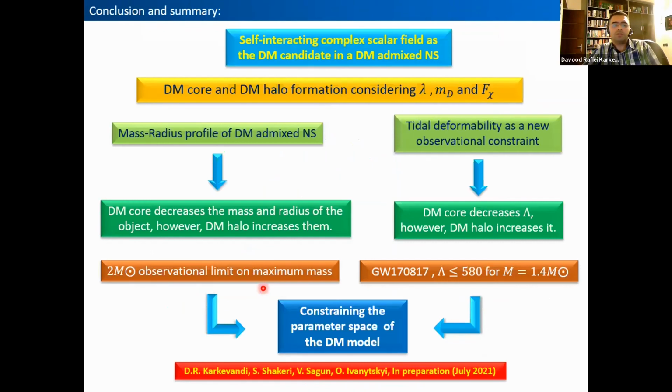And as a conclusion and summary, I should say that we consider a self-interacting complex scalar field as the dark matter candidate in a dark matter admixed neutron star, and we investigate the DM core and DM halo formation by considering different coupling, boson mass, and fractions. And as I said, we have two important observable quantities: the mass-radius profile and the tidal deformability, for which we show that for DM core we see a decrease in mass, in radius, and in tidal deformability, and for the DM halo we see an increase in all of them.